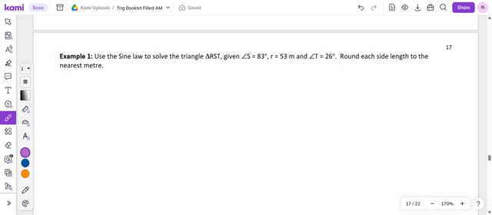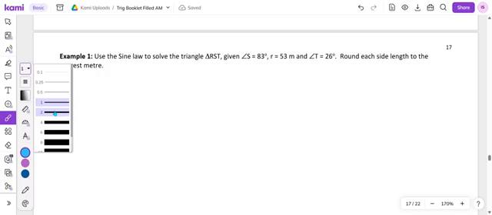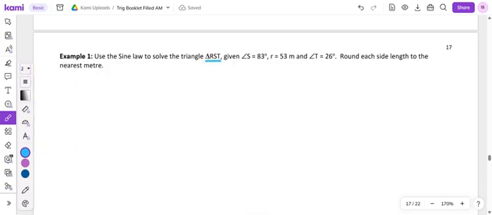Next page, example 1. Go ahead and read it. Let's do some active reading. So highlight or underline what you have, circle what you need. Did you circle the 3 words that tell you what you need to do? What are the 3 words that tell me what I need to do? Tell the person sitting next to you. That's it. Solve the triangle. This is what you need to answer.